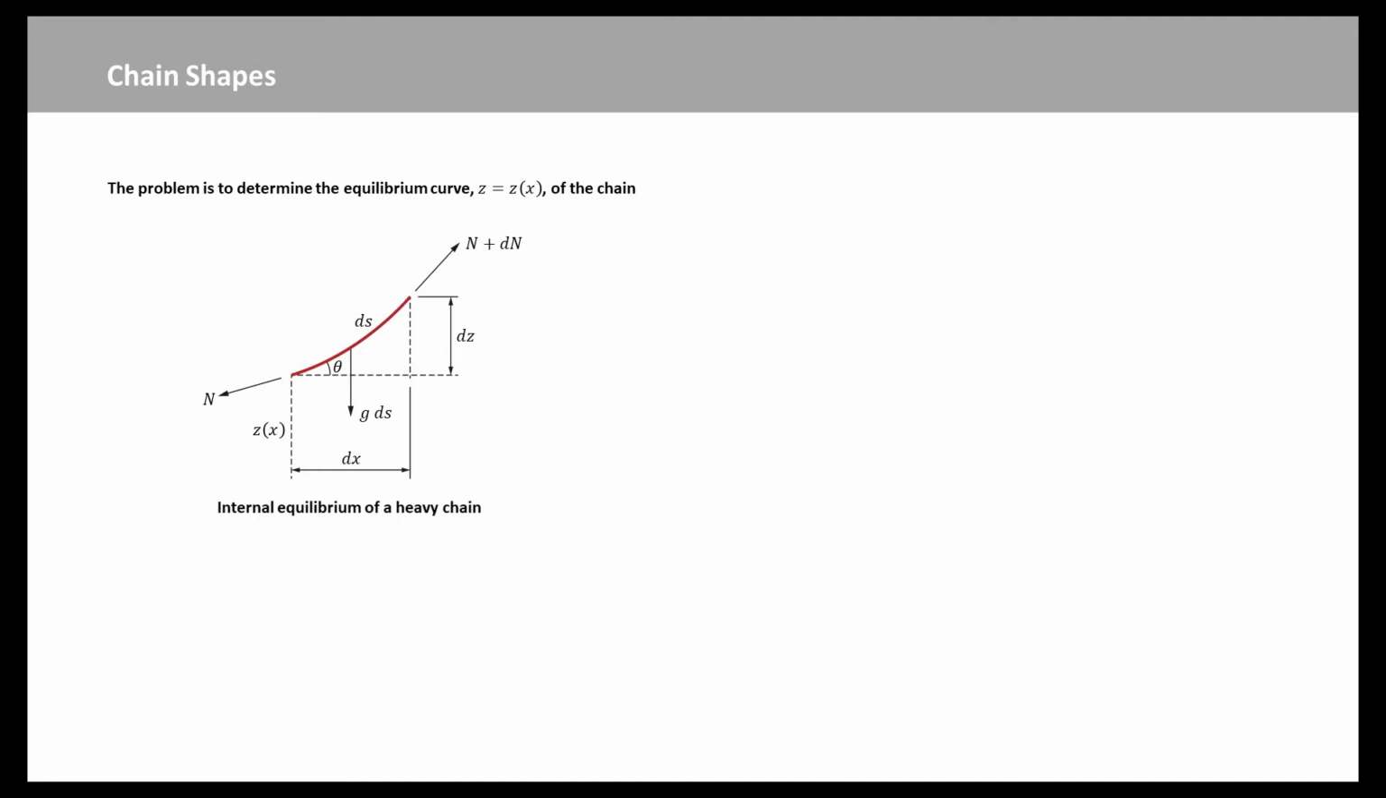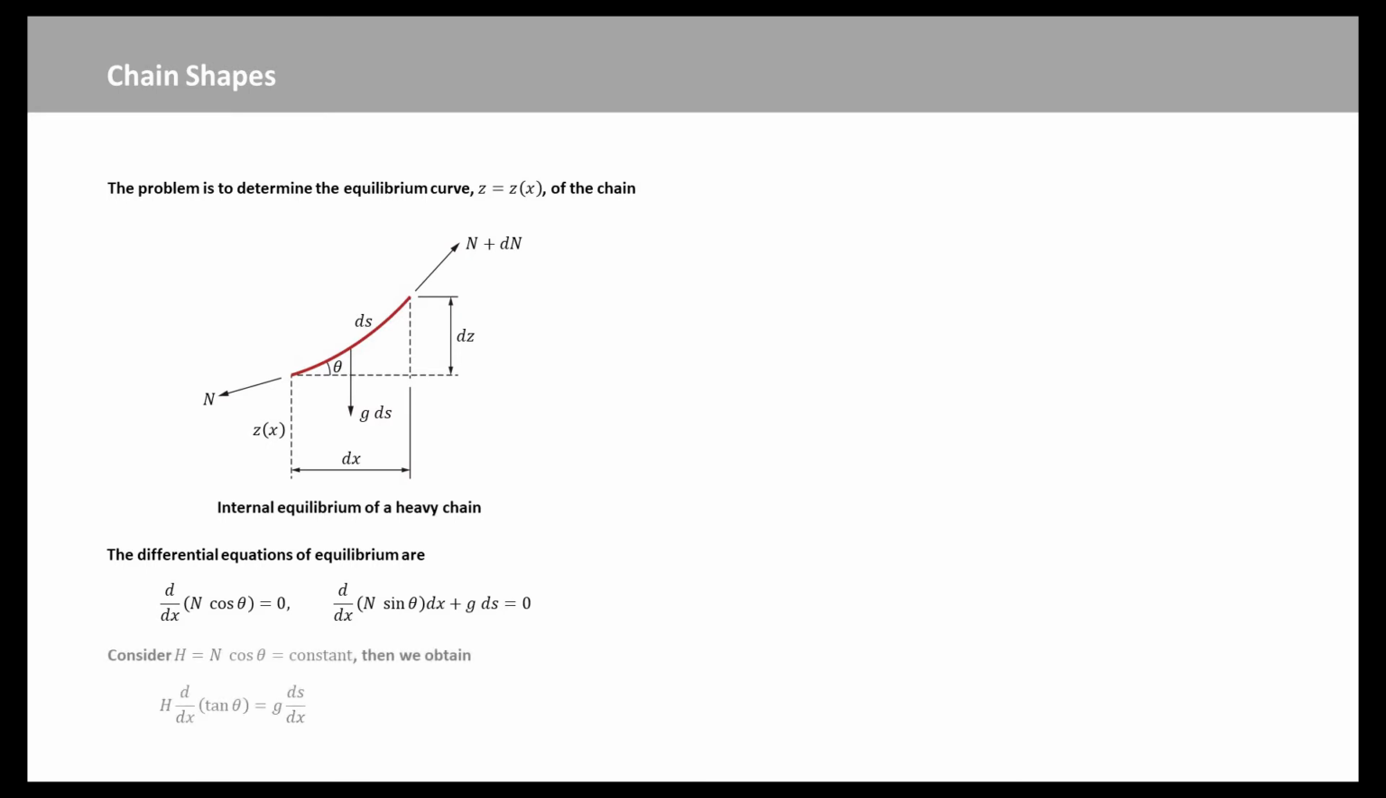Let g be the weight per unit length of the chain with constant cross-section. Each segment ds weighs g times ds. The horizontal component of the tensile force N in the chain is constant, while the variation along x of its vertical component equals the weight of the element ds of the chain. Thus, we have the two equations, where theta indicates the angle between the tangent to the catenary and the horizontal axis x. The horizontal component of the pull N in the chain is denoted by H and is given by H equal to N times cosine theta.